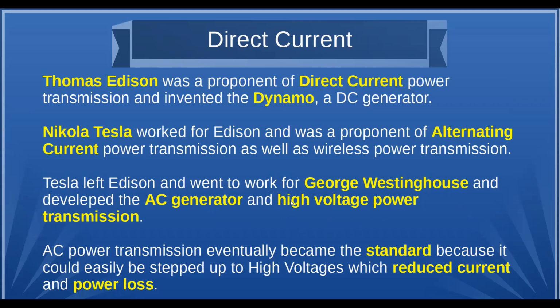So you're going to transmit power with a lot less current. So you're going to have less power loss because power is I squared R. So the lower the current, the less loss you're going to have in the conductor. So if you raise it up to 1,000,000 volts, you've got a lot less current. And that's eventually what happened, and Edison lost that one.